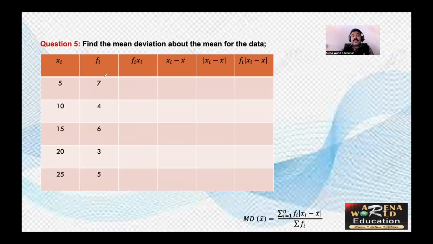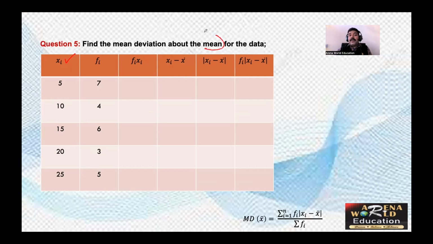In previous questions, only xi's were given. But now we are having fi, meaning for every number, the frequency is also given. Number 5 is occurring 7 times. Number 10 is occurring 4 times. 15 is occurring 6 times. 20, 3 times. 25, 5 times. Right? So first of all, we have to find what?